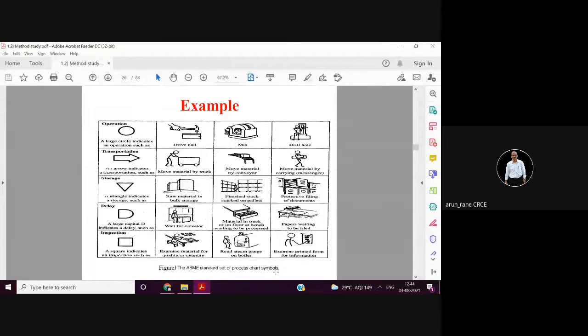And remember, method study is applicable to the office also. This is a misconception that method study is applicable only for the workshop activities. No, it is applicable for your office also, and that is separately called office TQM, that is total quality management system for the office.